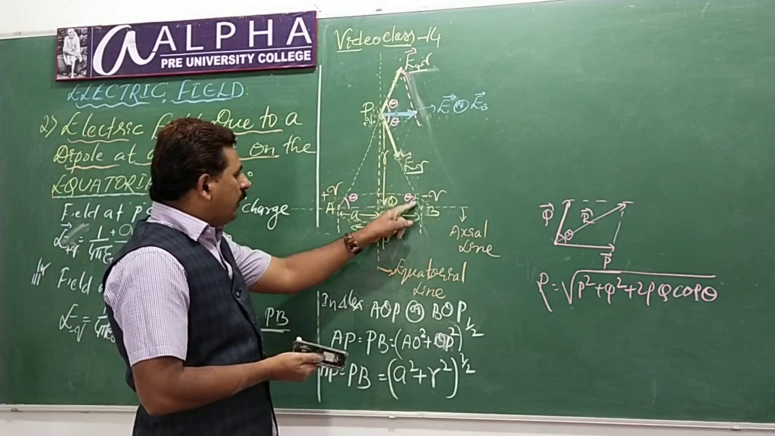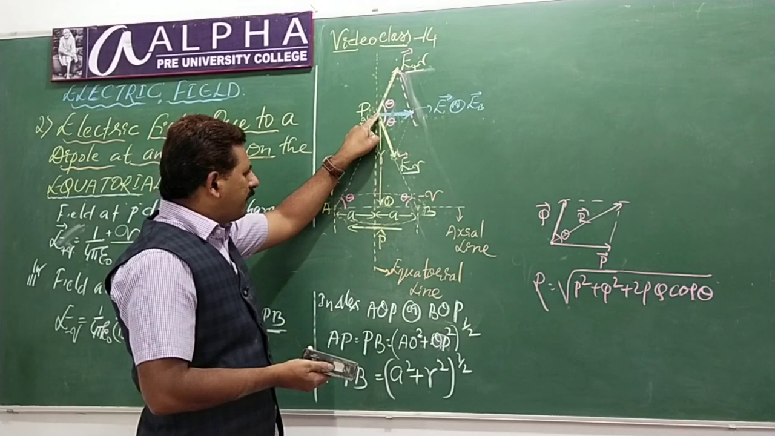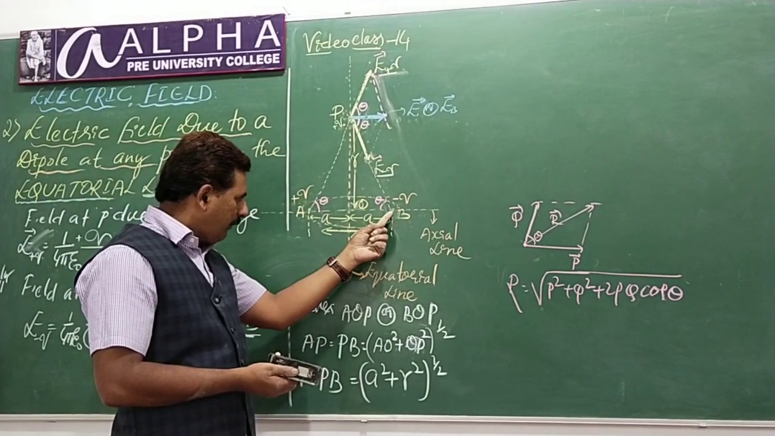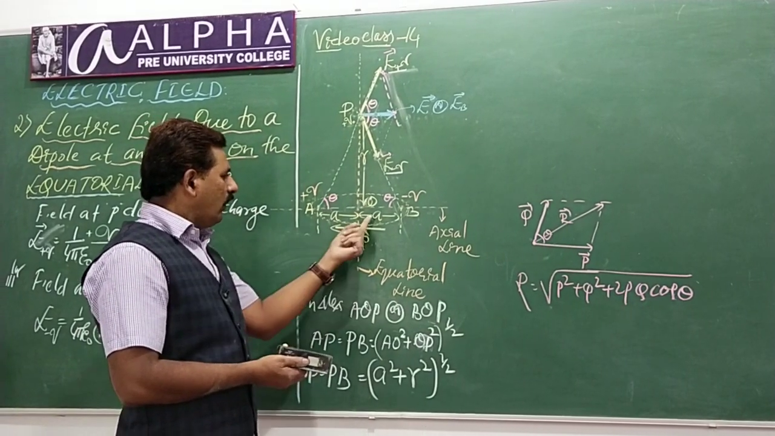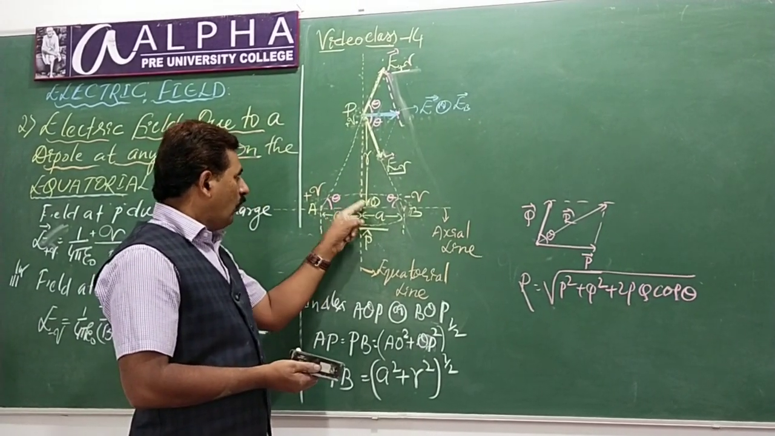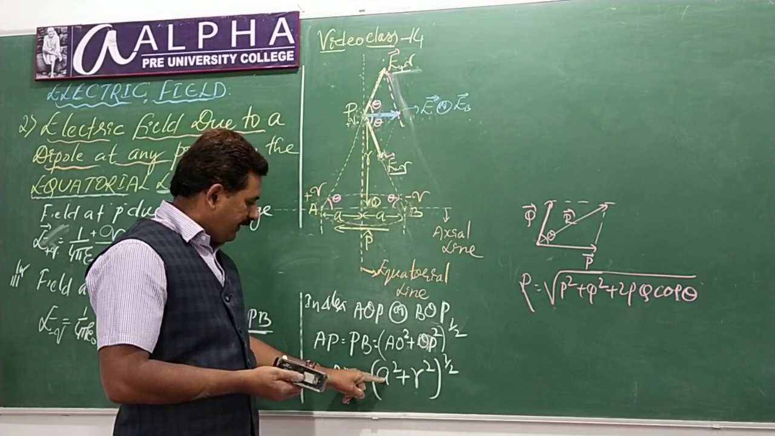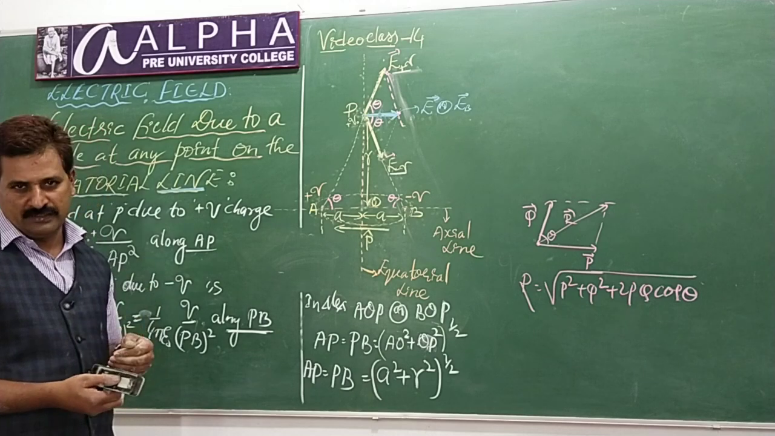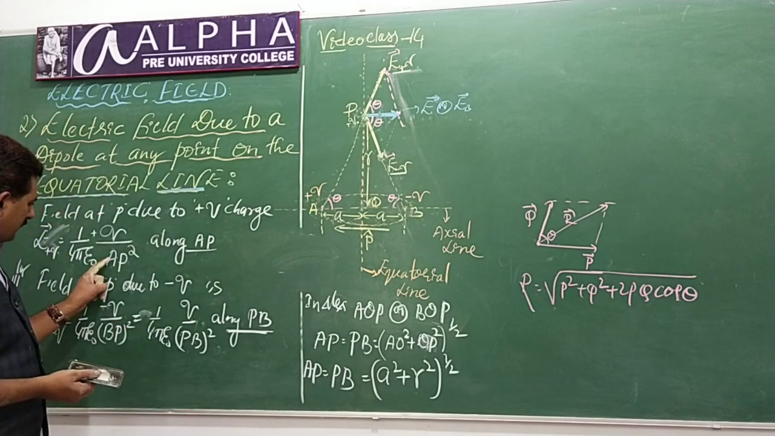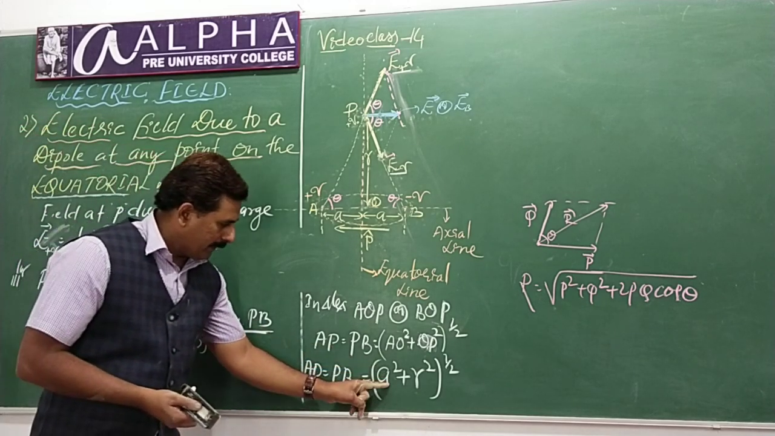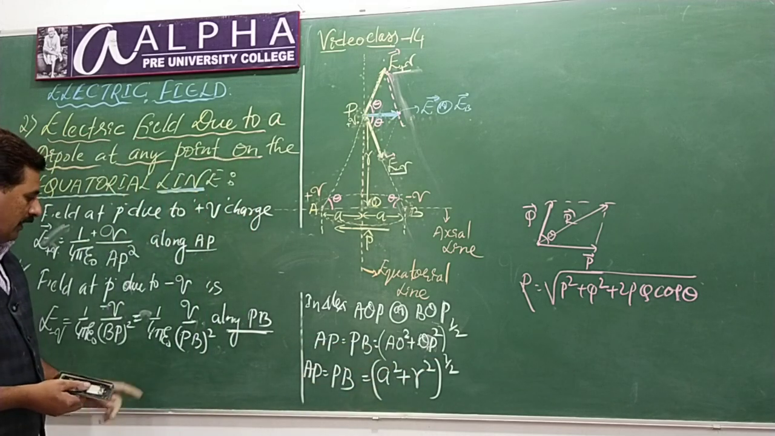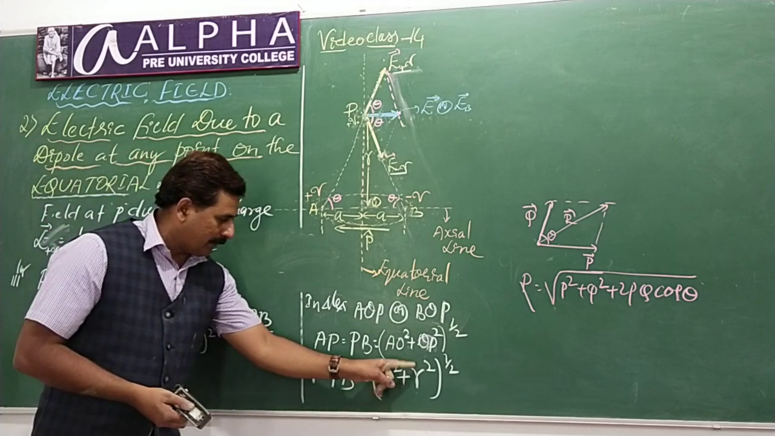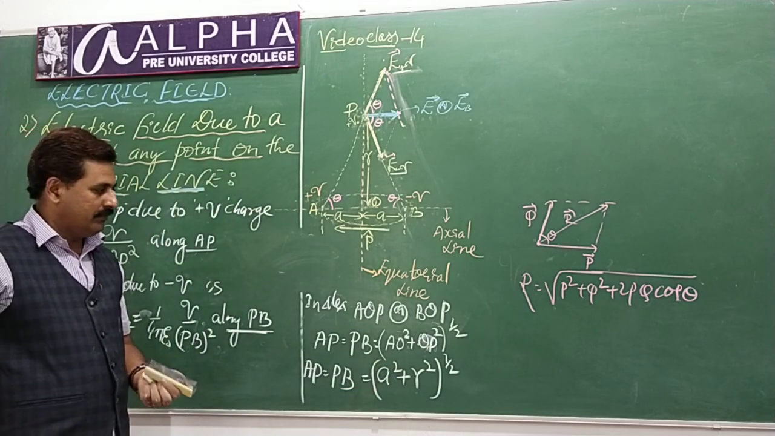For triangle BOP also you can write, what is BP? Hypotenuse square, sum of the squares of the other two sides, namely BO square plus OP square. What is BO? A square. What is OP? R square. So A square plus R square whole to the power half. Trigonometry, simple Pythagoras theorem. So I am going to write this A square plus R square whole to the power half. Same here too. Both replaced by A square plus R square whole to the power half.